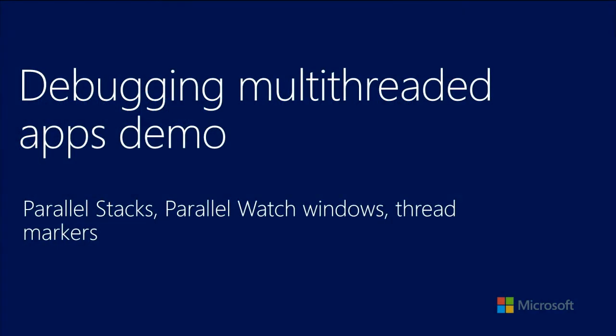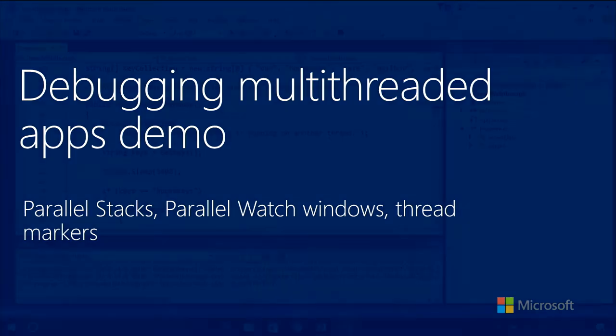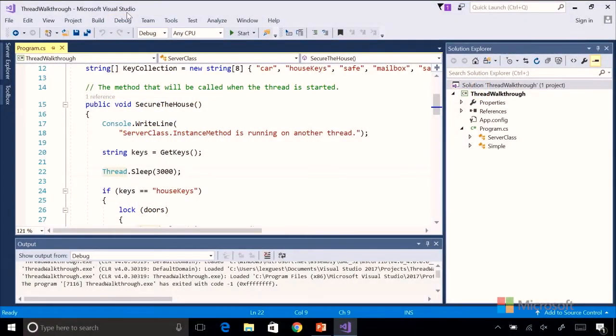Okay, so now we're going to take a look at some of the Visual Studio tools for debugging multi-threaded apps. These tools can help you if you're running into issues that are specific to multi-threaded apps, like deadlocks and race conditions. And some of those tools are the parallel stacks window, the parallel watch window, and thread markers.